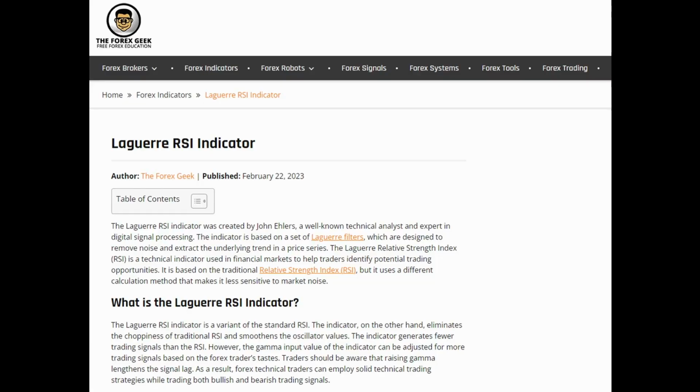Now to the Laguerre RSI. This is a highly modified RSI. In fact, the algorithm for it seems nothing like the original RSI. If you want to search the internet, you can find some descriptions. Here is one that talks about how the Laguerre RSI is calculated.